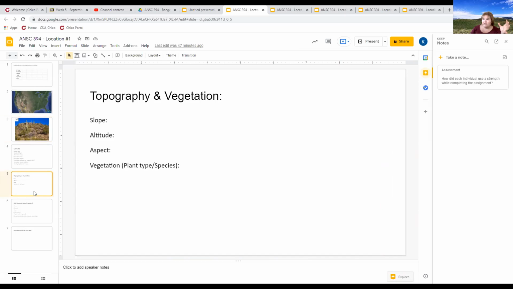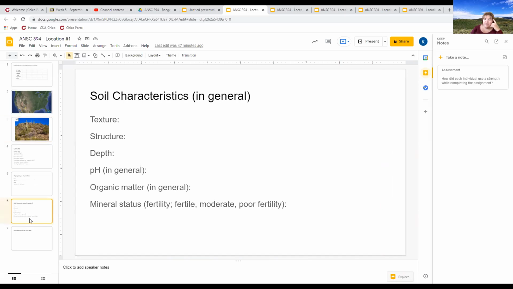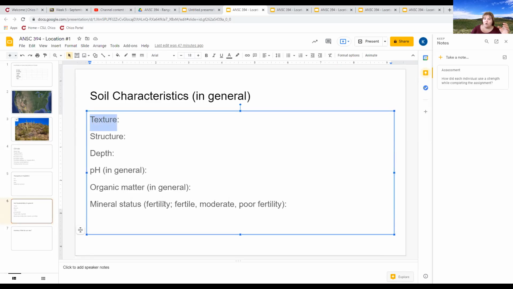And you can go to other websites, you can use all of your resources that you have available, okay, to answer these questions. And then we're going to take a little bit more of a deep dive into soil characteristics. And these can just be general, okay? So you may need to go back and review your notes from the soils to make sure you have a good understanding of what each one of these characteristics are.